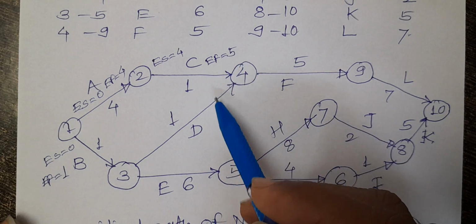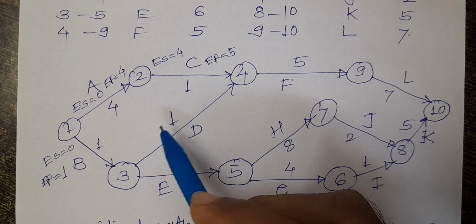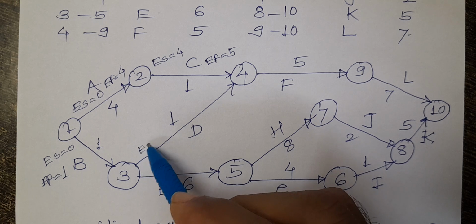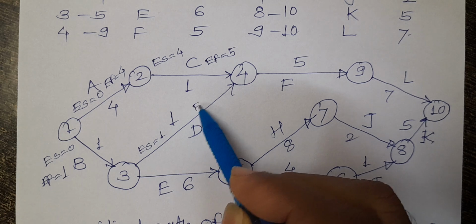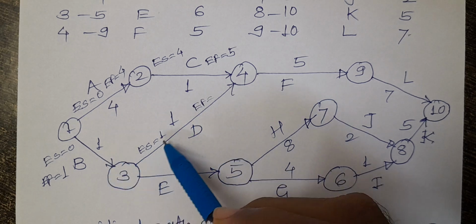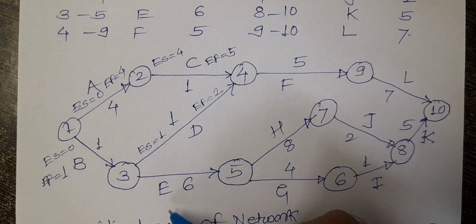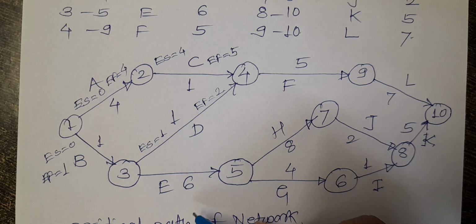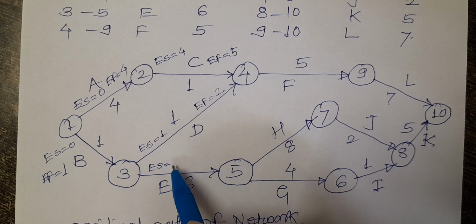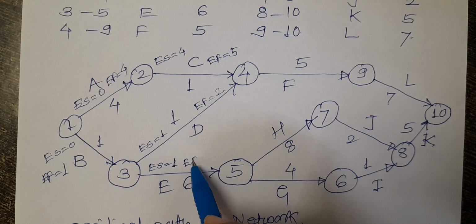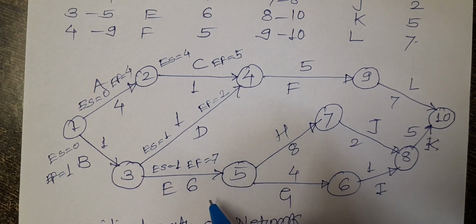So that is A, so next is D. What is the earliest start for this activity? Earliest start for this activity is 1. And what is the earliest finish for this activity? It is 1 plus 1, 2. Now come to the E activity. What is the earliest start for this activity? It is 1. And what is the earliest finish? 1 plus 6, it is 7.